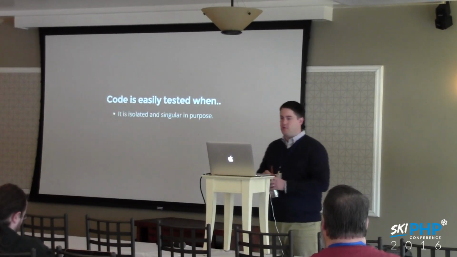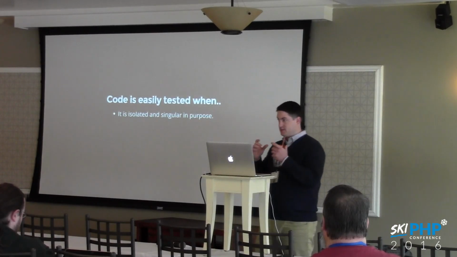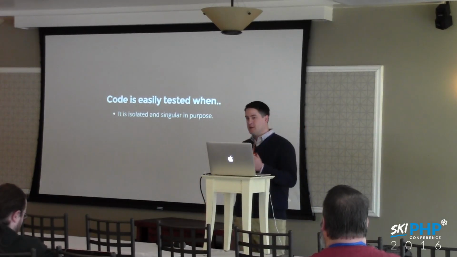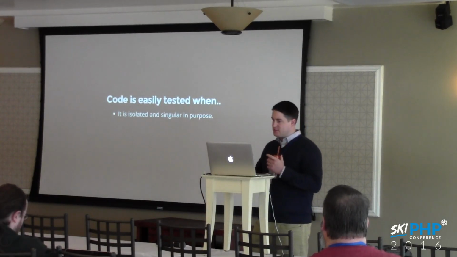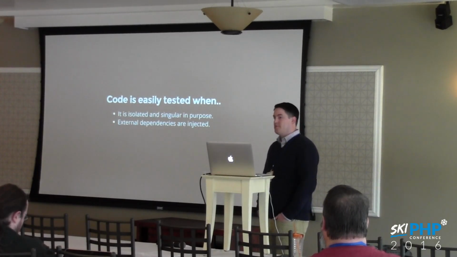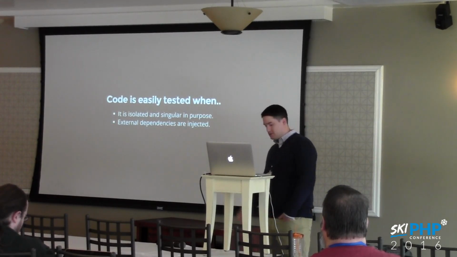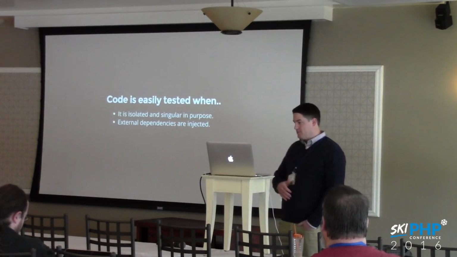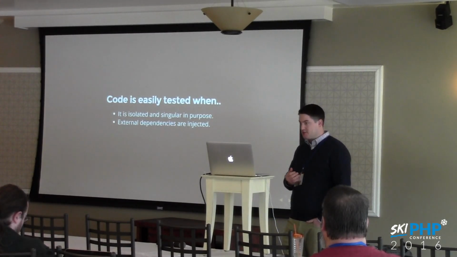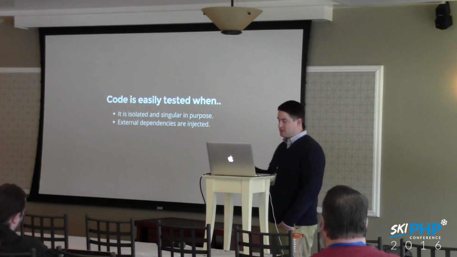Our code is easily tested when it's isolated and singular in purpose. So think how easy it is to test a couple lines in a function in a class, as opposed to some giant monolithic piece. If we can break down into these little single pieces, it gets much easier to test. Code is easy to test when external dependencies are injected. So if you're depending on a database, some other web service, a caching layer, if that dependency is injected at the constructor through what we call dependency injection, when we get to our testing, we can mock that and make the actual unit piece easier to test.